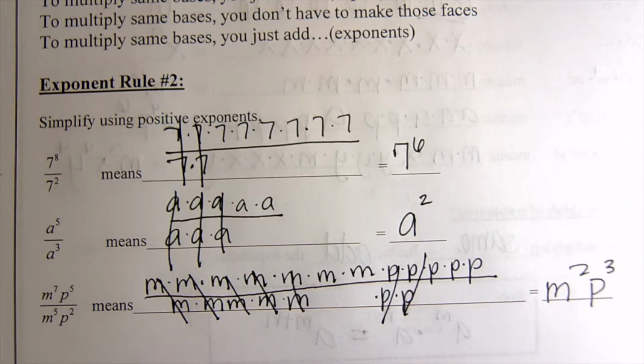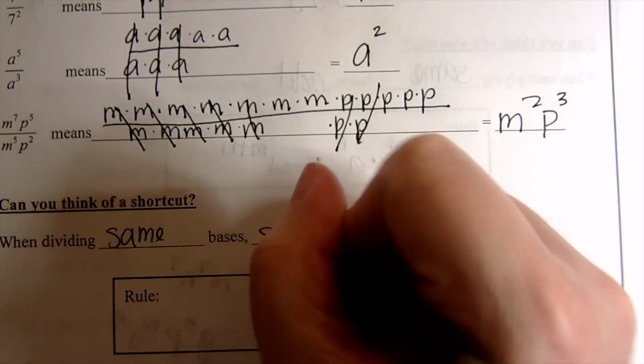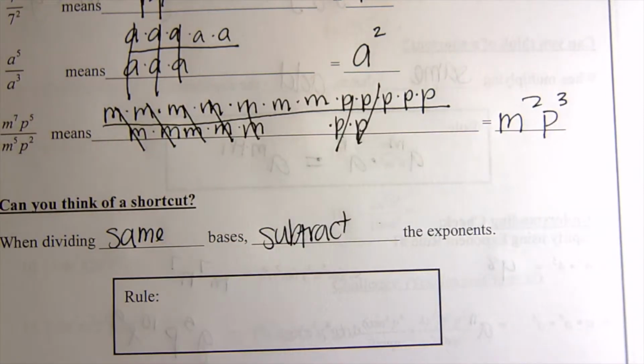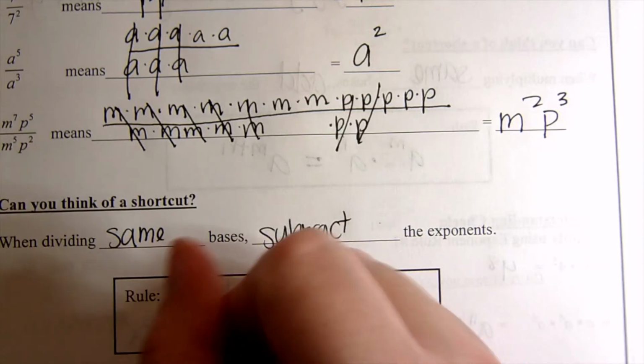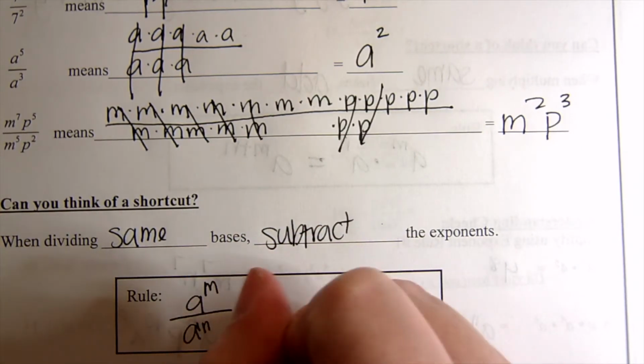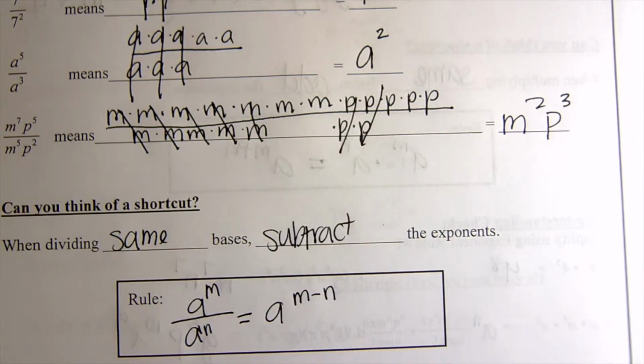Subtract. So in dividing same bases, we are going to subtract the exponents. So the rule here is that a to the m power over a to the n power equals a to the m minus n power. Go ahead and do the understanding check, the next 3.